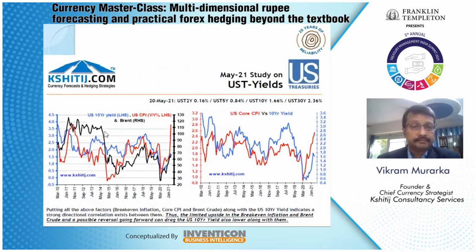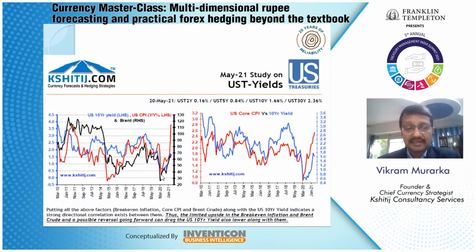If you see the first chart here, it is a correlation of the US 10 year on the left axis, the US CPI, which is the red line, again on the left axis, and Brent absolute price on the right axis. And we see that there's a relatively decent correlation between them over time, especially from, say, 2015. And this is a study that happened in May 2021, this year.